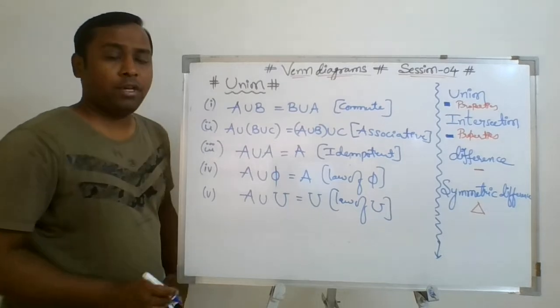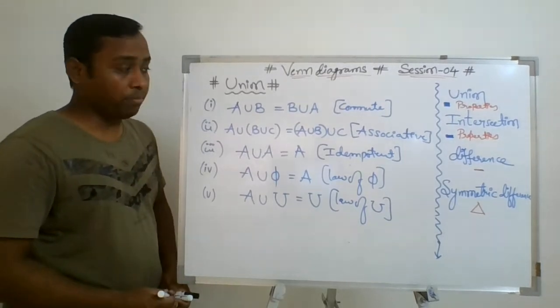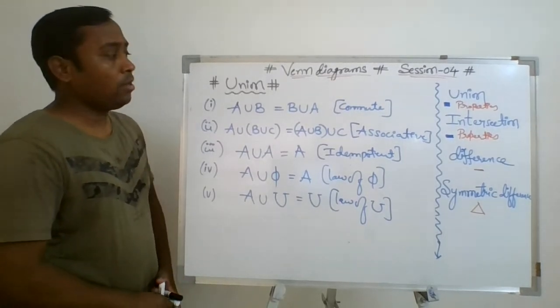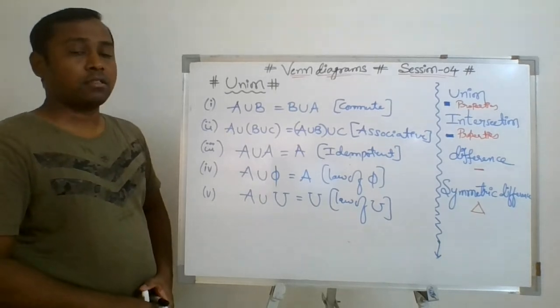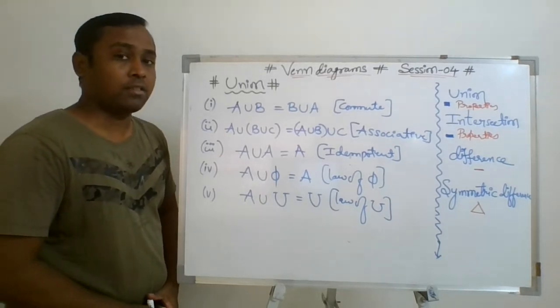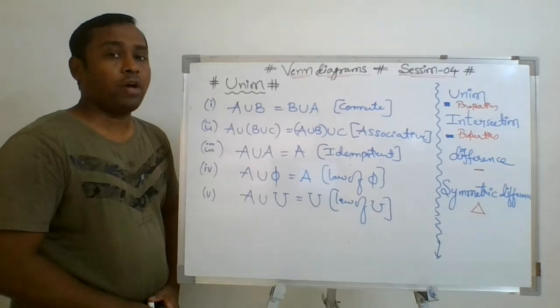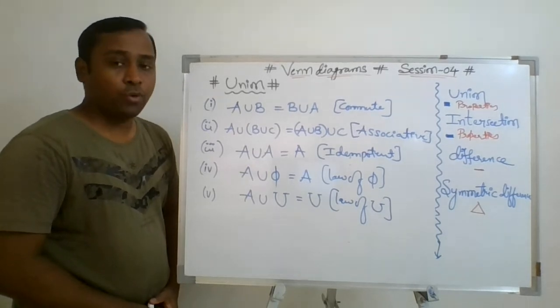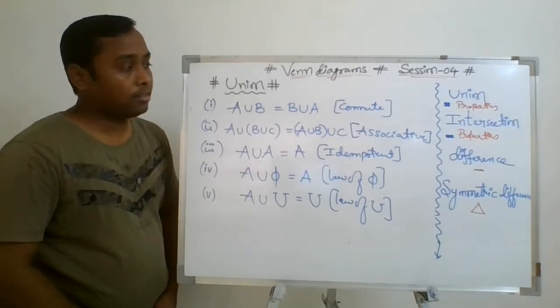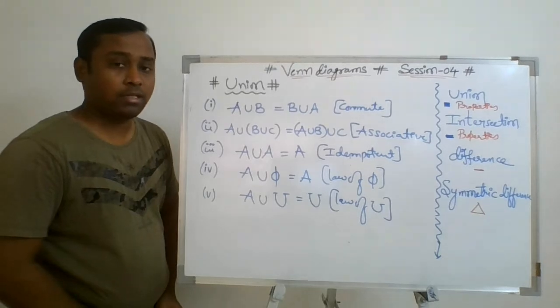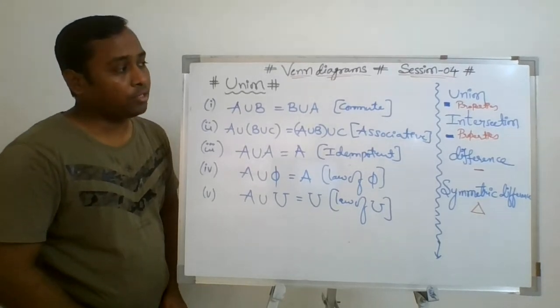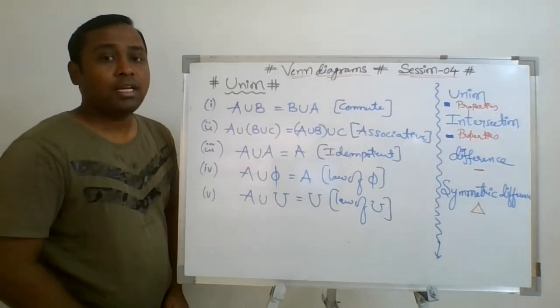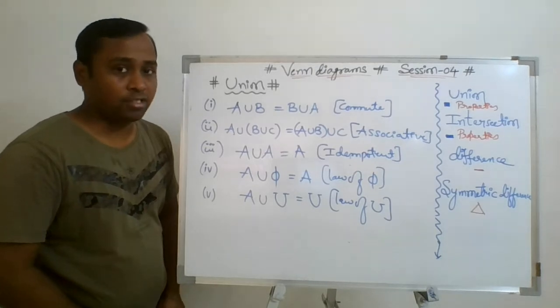So there are five important properties you need to remember and understand. One is the union of sets is commutative, union of sets is associative, law of idempotent, law of U, law of phi, nothing else. It's so simple to understand as well as to remember. Now coming to the next operation, that is intersection.